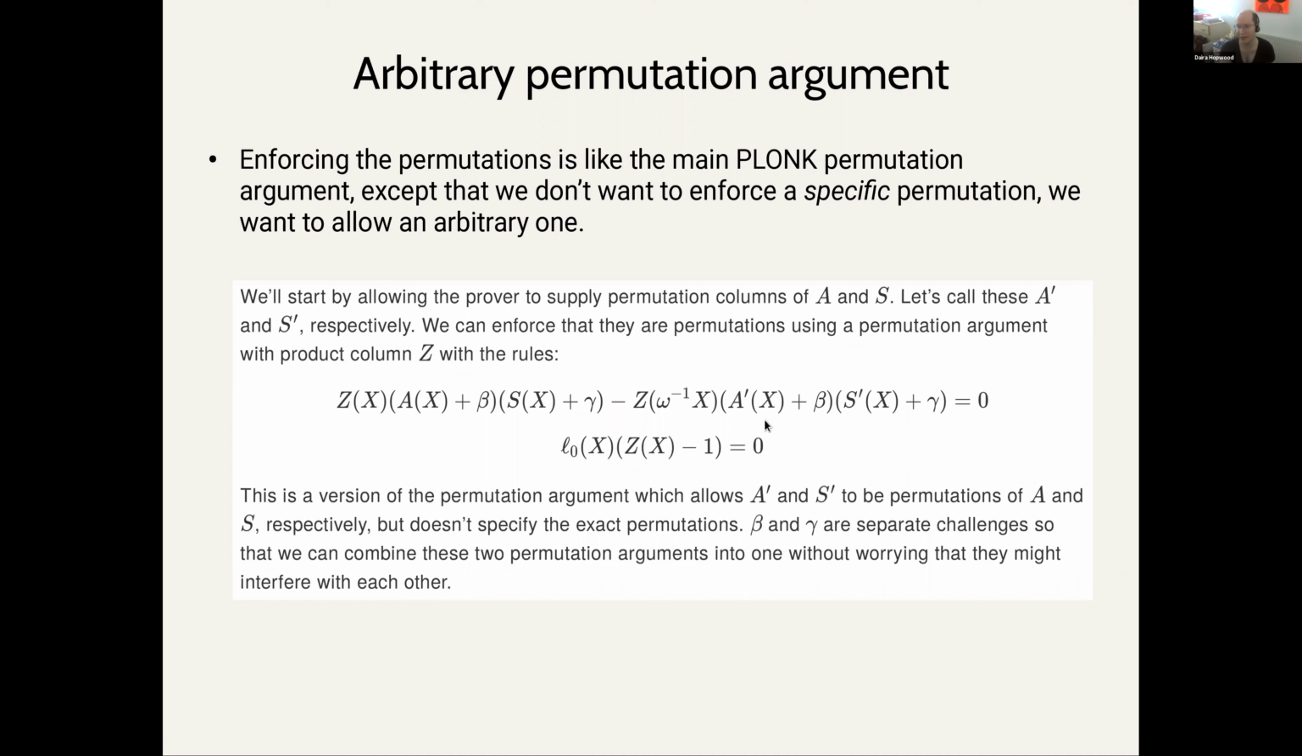So you can see that this looks very much like the earlier permutation argument, except that we're doing two things at once. And we're not specifying exactly what the permutation is because we're allowing the prover to choose it. Okay, any questions?